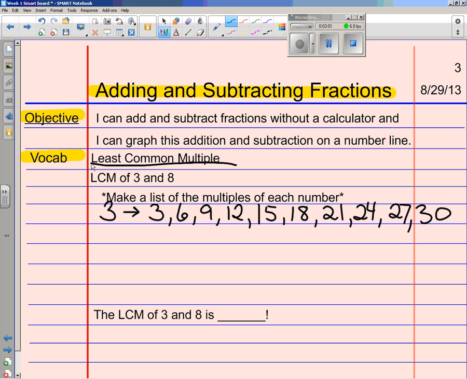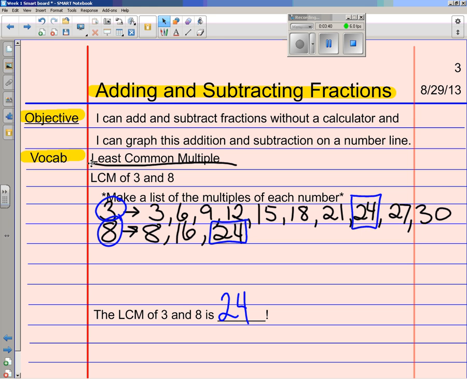Once you get to the end of the row, you probably won't need to go much further than that, but I would get as many multiples as you can fit on one row. Then I go make my multiples of the number 8. That's going to give me 8, 16, 24. Now, if you're paying attention to what you're doing, you should notice at this point that you have a number that is the same on both lines. This is your goal. You need to find the lowest number that is a multiple of both 3 and 8. So, once you find it, that is your LCM. Simple as that.